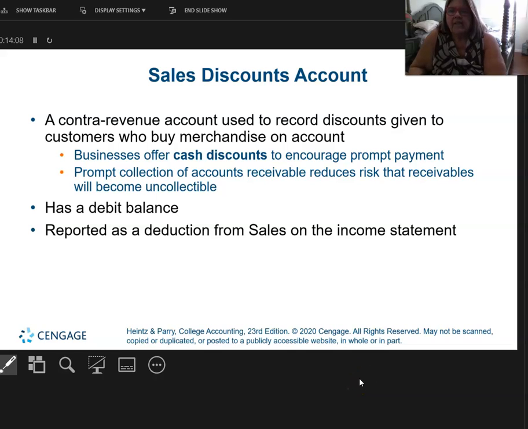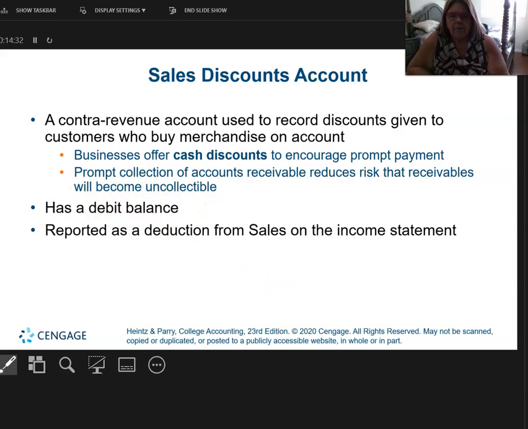So now let's talk about the sales discount account. This is also a contra revenue account. It's the opposite of sales. A sales discount is when I offer a cash discount to my customer for them to pay me early. This helps me bring money in, and it normally always has a debit balance.